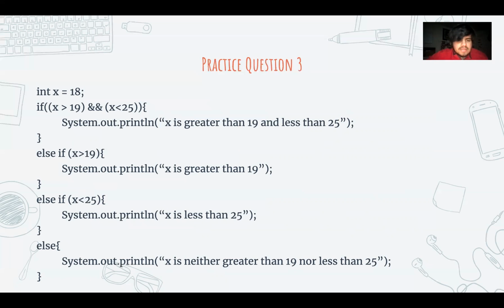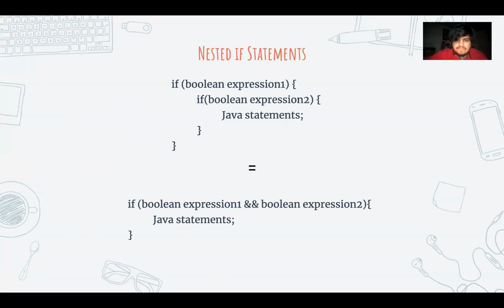So let me provide you an example, and this is rather conceptual, but I think you can understand it. Integer x is equal to 18. Is 18 greater than 19? No, it's not. That's a false value. So we go to the next else if statement. Is 18 greater than 19? Sorry, this is a false statement because 18 is not greater than 19. I was looking at the other one. Else if, is 18 less than 25? Now that is a true statement. So x is in fact less than 25.